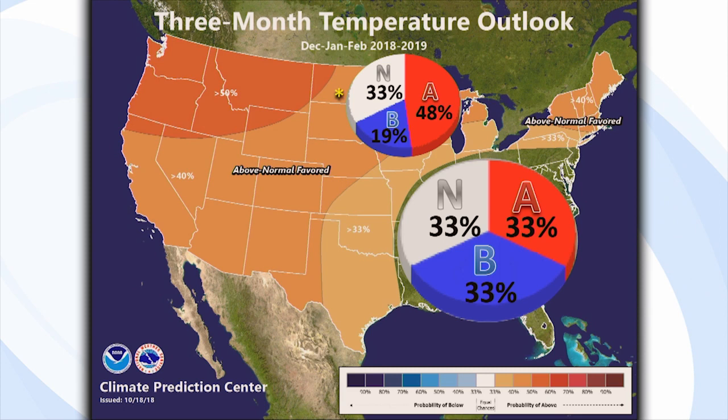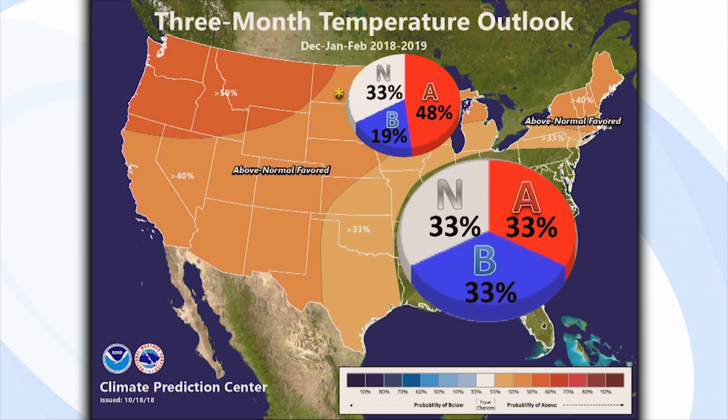to 48%. That's an increase of 16%. Now the rule is if you increase one category, you have to decrease the opposite category by the same amount because everything has to add up to 100%. So if we started with 33% and we added 16% to the above, that means we need to subtract 16% from the below normal. And when you do that and you do the averaging, it comes out to 19%.